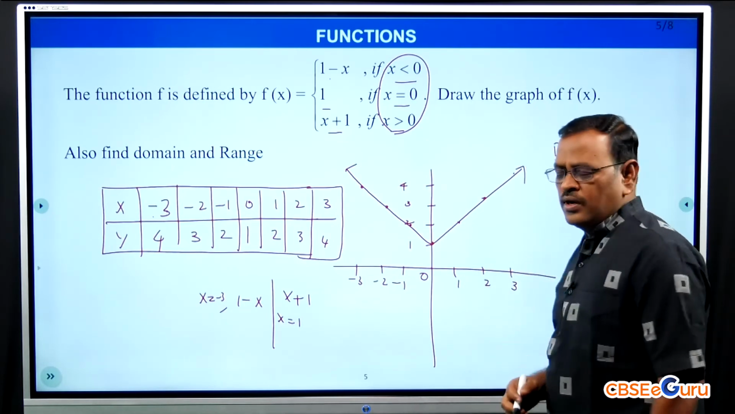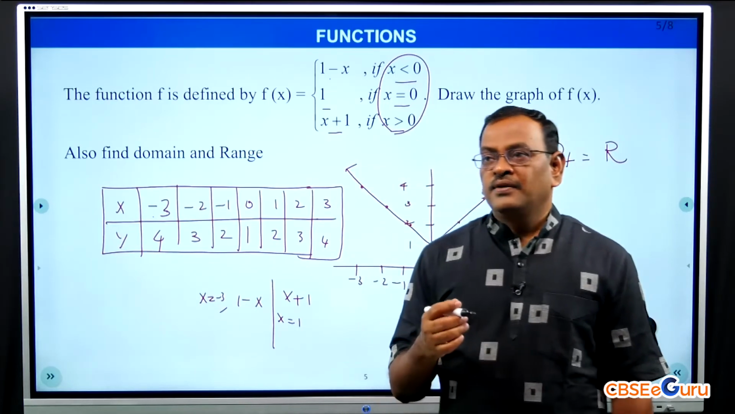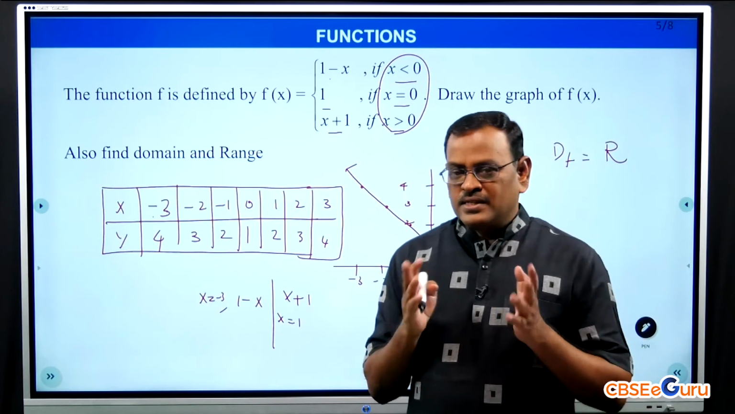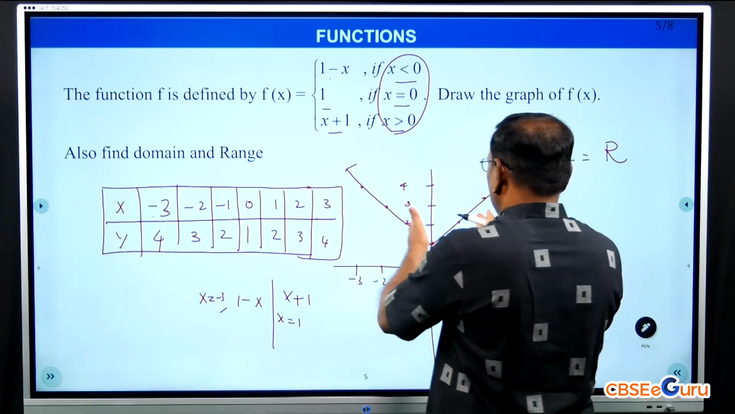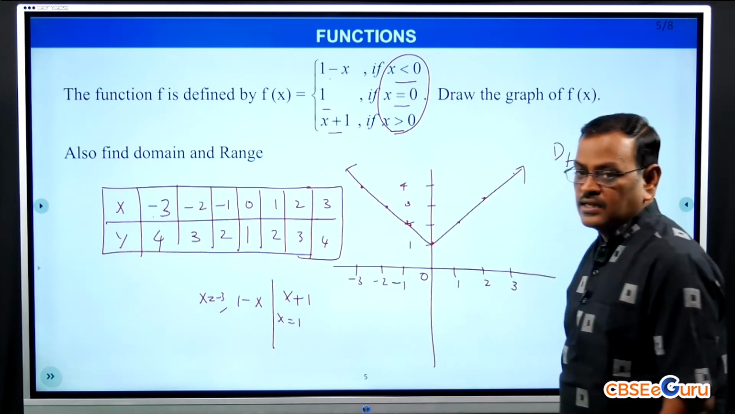One more concept for domain. If the graph is known, the domain is nothing but the horizontal length of a curve. So, what is the horizontal length of a curve? Right from minus infinity to plus infinity it is there, and hence it is R.